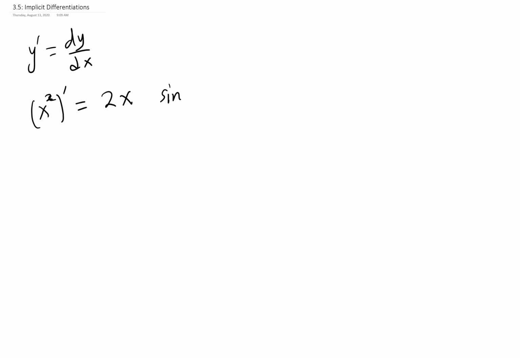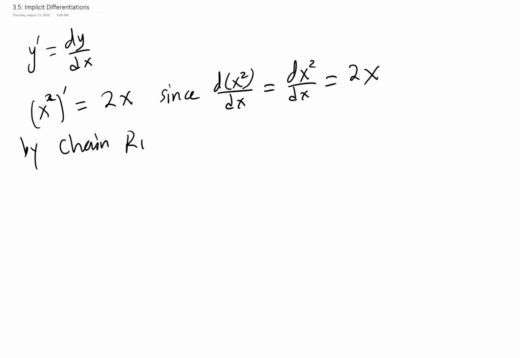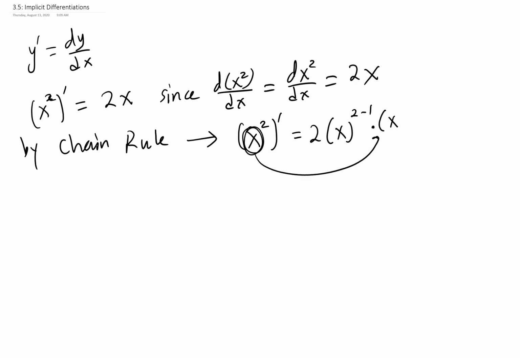Because the derivative of x squared with respect to x is just d/dx of x squared, which is 2x. Okay, so when we say 2x, by the chain rule, the way this works is when I'm finding the derivative of x squared, I bring the 2 down, subtract 1 from the exponent, times the derivative of the inside, which is x. So that would give us 2x times the derivative of x, which is 1. That's why the answer is 2x.